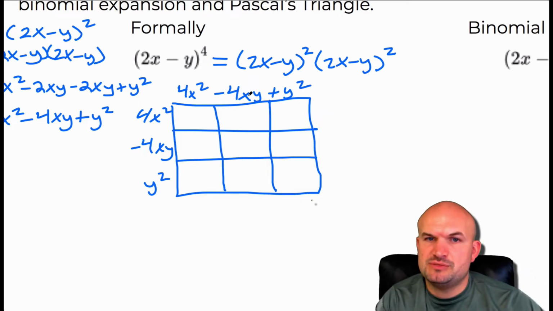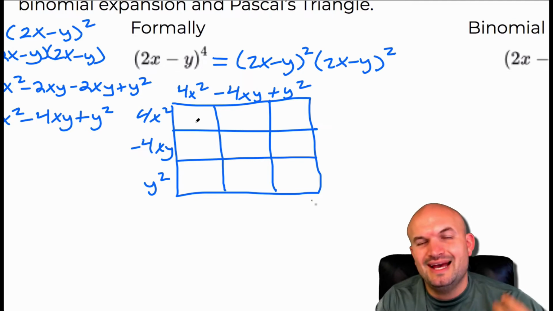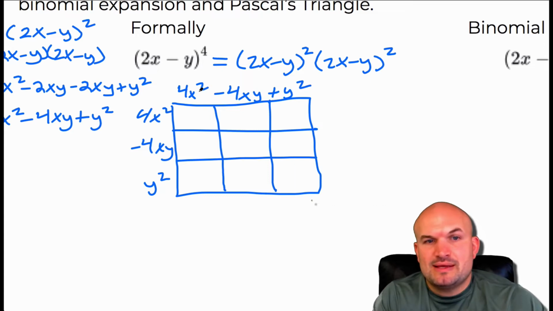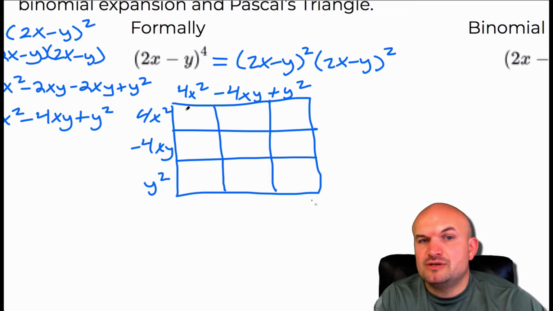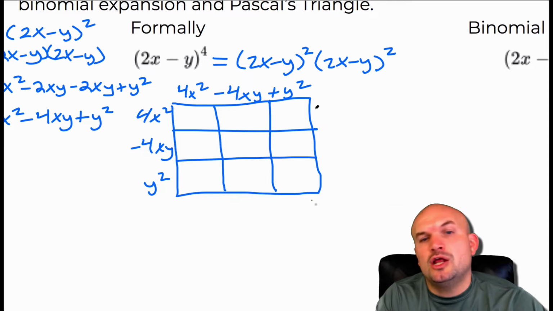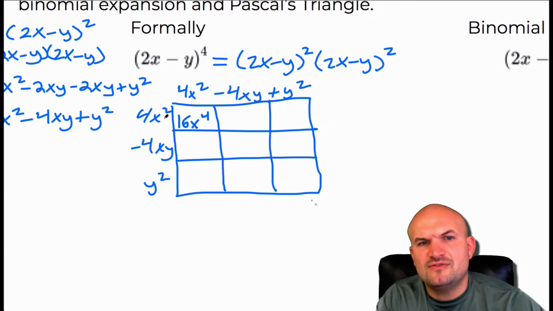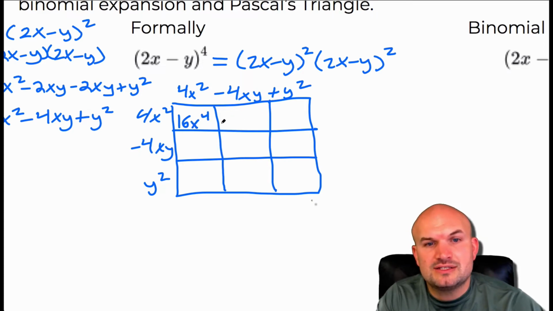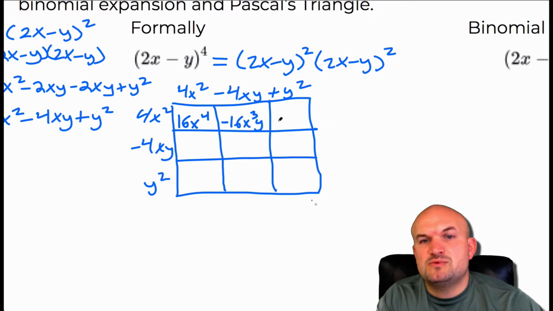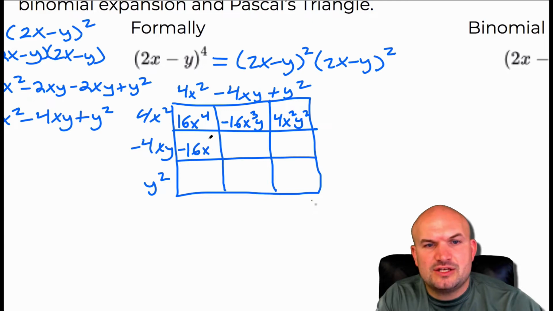Again, with the box method, you're multiplying the two expansions of 2x minus y squared. And remember, multiplying is really like length times width, so the product is your area of a rectangle, and then we can add them all up to find the total area. So 4x squared times 4x squared is 16x to the fourth. 4x squared times negative 4xy is going to be a negative 16x cubed y. 4x squared times y squared is 4x squared y squared. Here we're going to have a negative 16x cubed y.